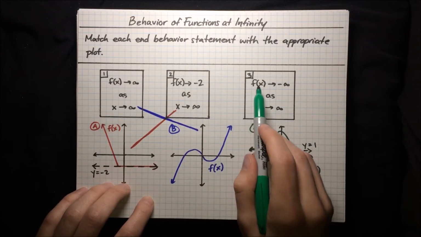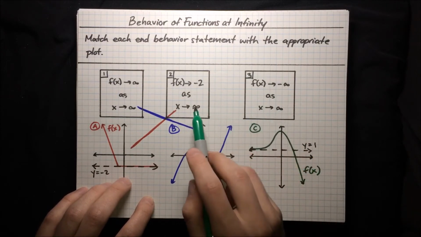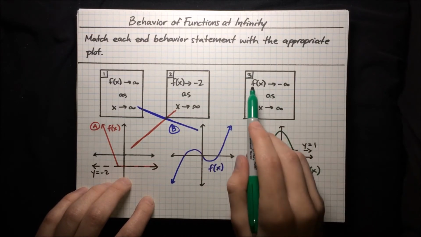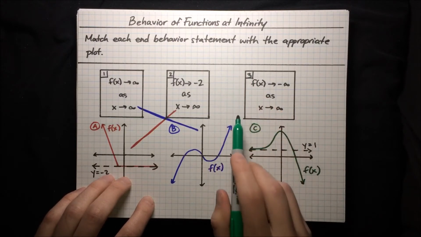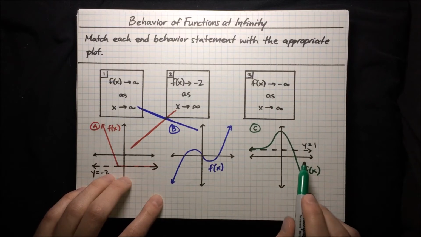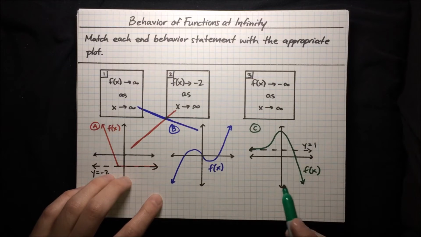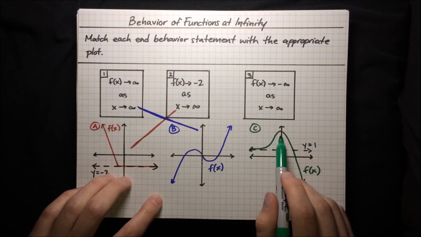So f of x goes to negative infinity as x goes to infinity. So as x goes to the right, we expect that f of x should be going down, down, down. So C indeed has that property. As x goes to the right, f of x is going down, down, down. It is increasing a bit beforehand, but that's not what matters.